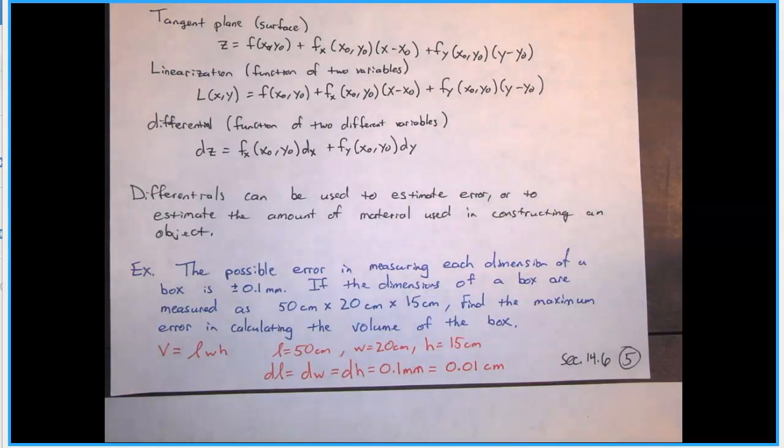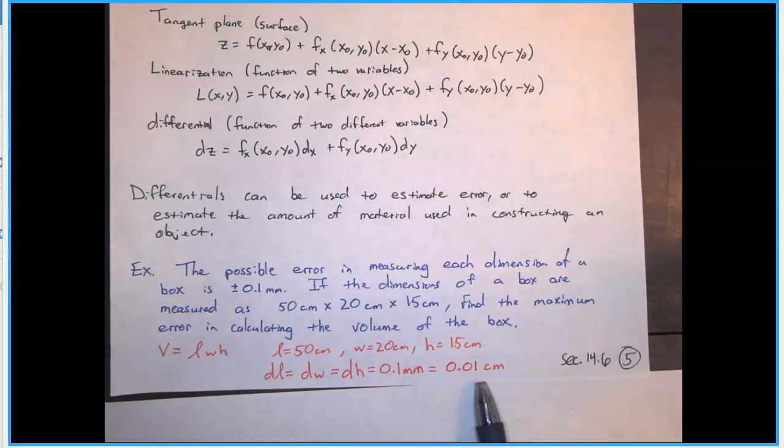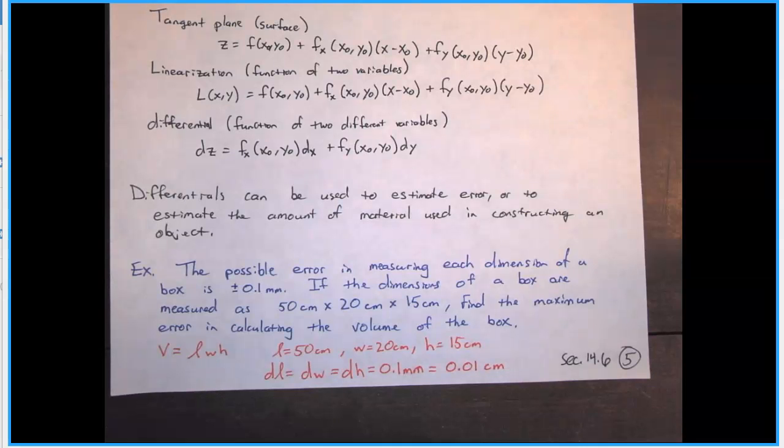And here we need to change our units, right? If we're measuring length, width, and height in centimeters, and the error is in millimeters, I want everything to be in centimeters, because in the end I'm going to be taking a measure of volume. And I want my volume to be in cubic centimeters. I don't want my volume to be in square centimeters times millimeters. That's a weird unit of volume. So we convert 0.1 millimeters to 0.01 centimeters.